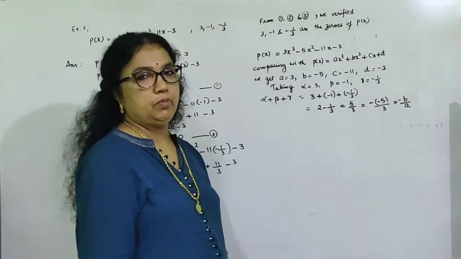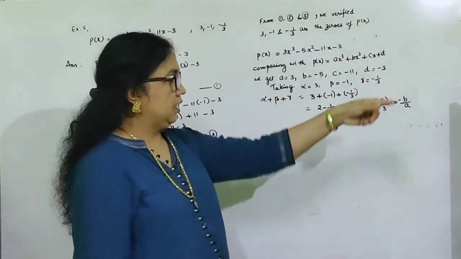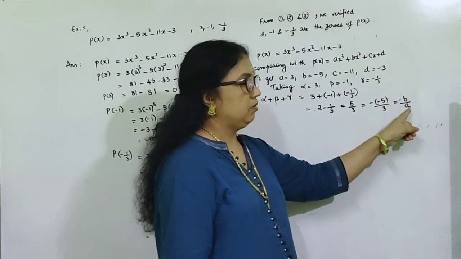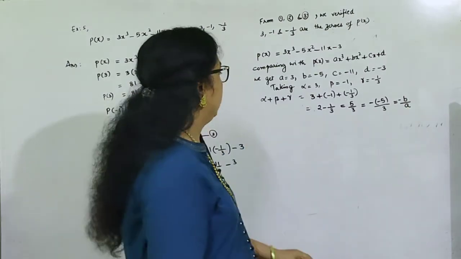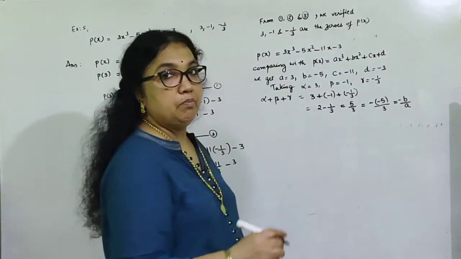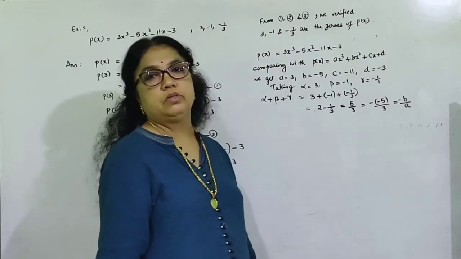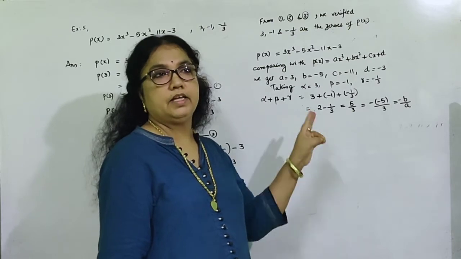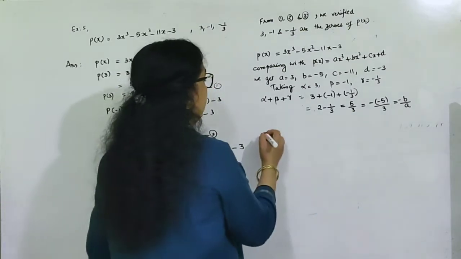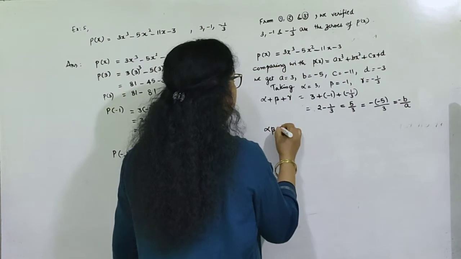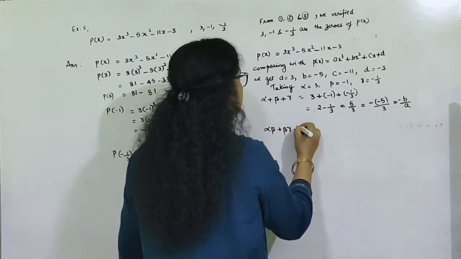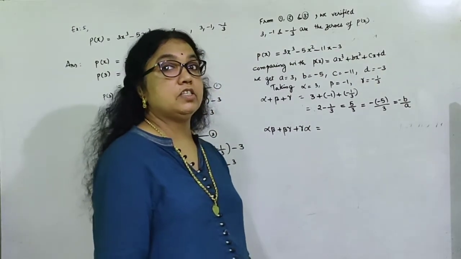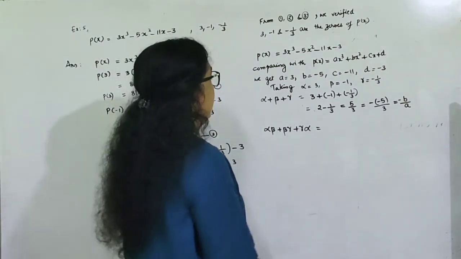We got the relationship between the sum of zeros, and that is minus of coefficient of x square upon coefficient of x cube. Next one is what? Sum of product of zeros taken two at a time. That means you take the product of two zeros and then their sum. That is alpha beta plus beta gamma plus gamma alpha. Which formula do you want to get? C by A.